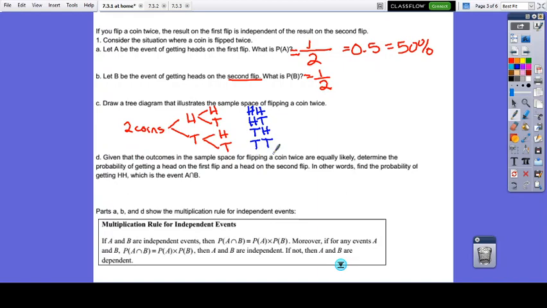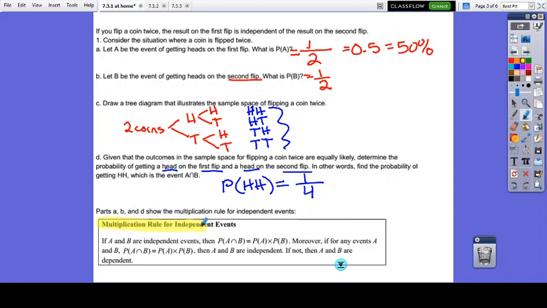Given that the outcomes in the sample space for flipping a coin twice are equally likely, determine the probability of getting a head on the first flip and a head on the second flip. In other words, find the probability of getting HH, which is the event of A intersect B. So the probability of getting HH, if I look at this and they're equally likely, is out of this set, there is one HH and there are four things total, so 1/4. Okay, so parts A, B, and D show the multiplication rule for independent events. So what is this rule?